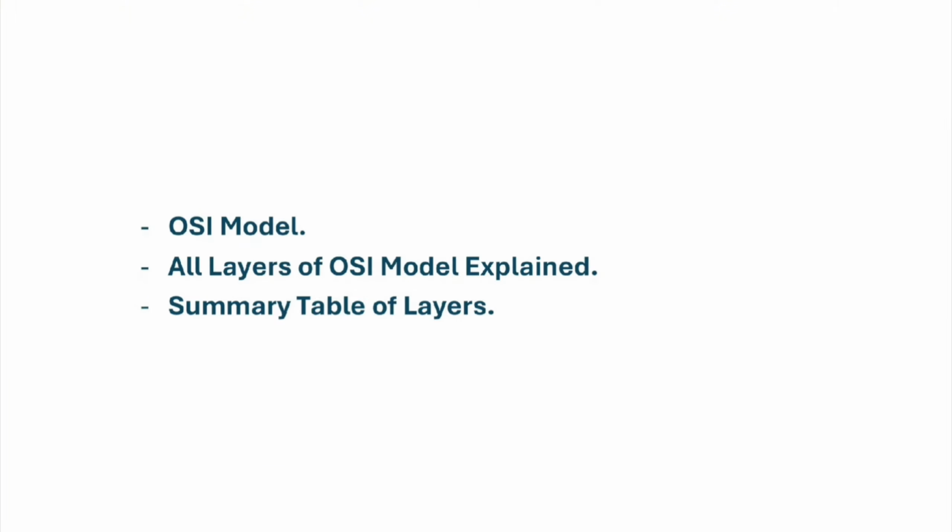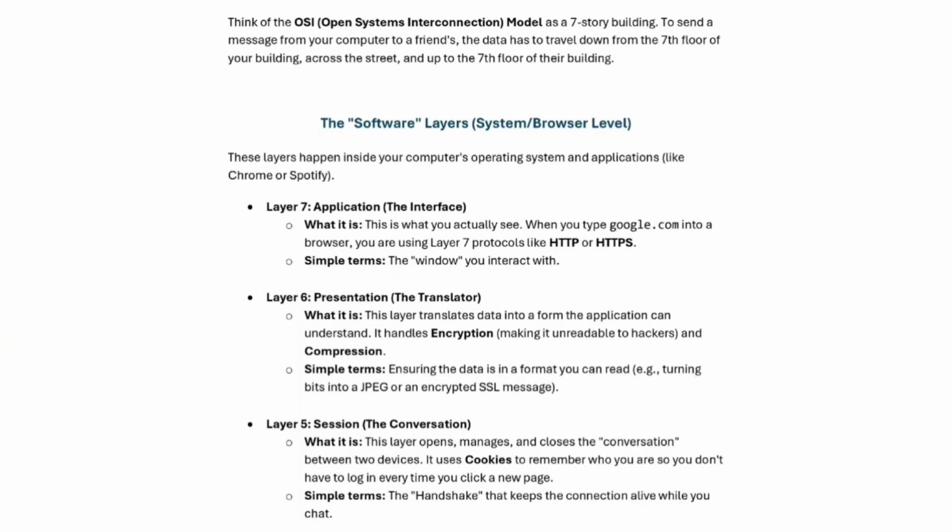So today's topic is the OSI model: layers of the OSI model explained, with a summary table of the layers. First, understand what OSI is. OSI stands for Open Systems Interconnection Model, and you can understand this by thinking of it as a 7-story building. To send a message from your computer to your friend's, the data has to travel down from the 7th floor of your building, across the street, and end up on the 7th floor of their building.